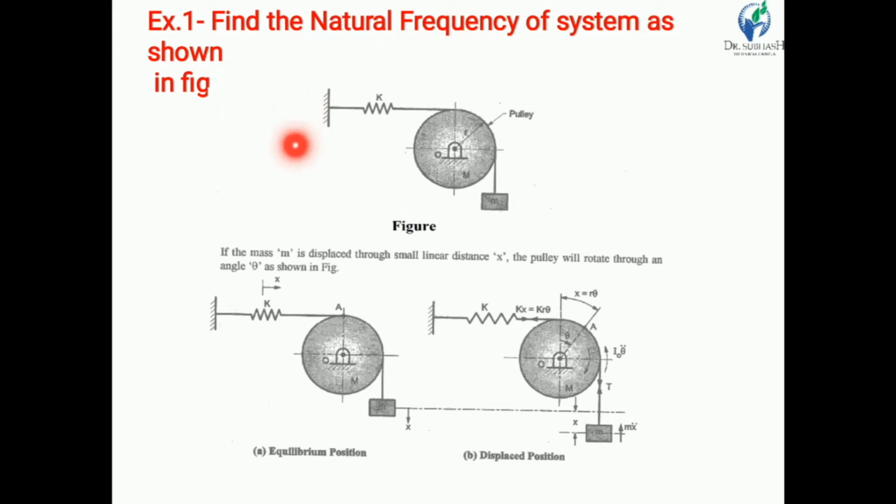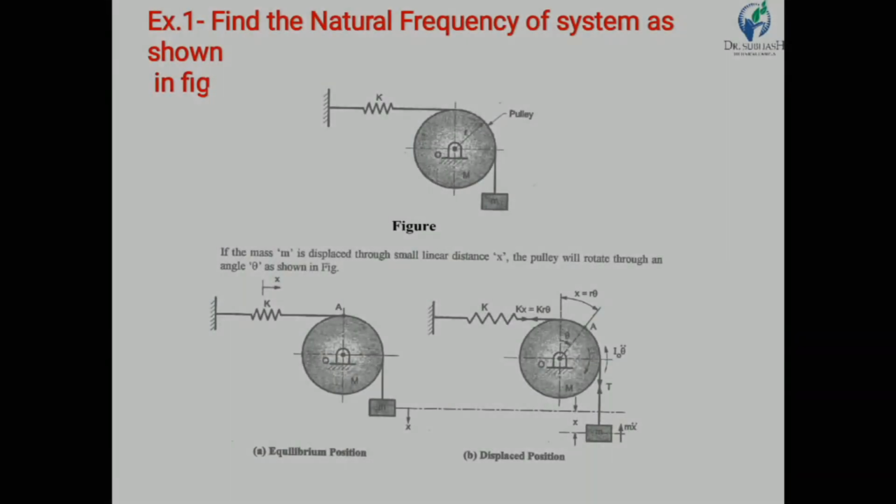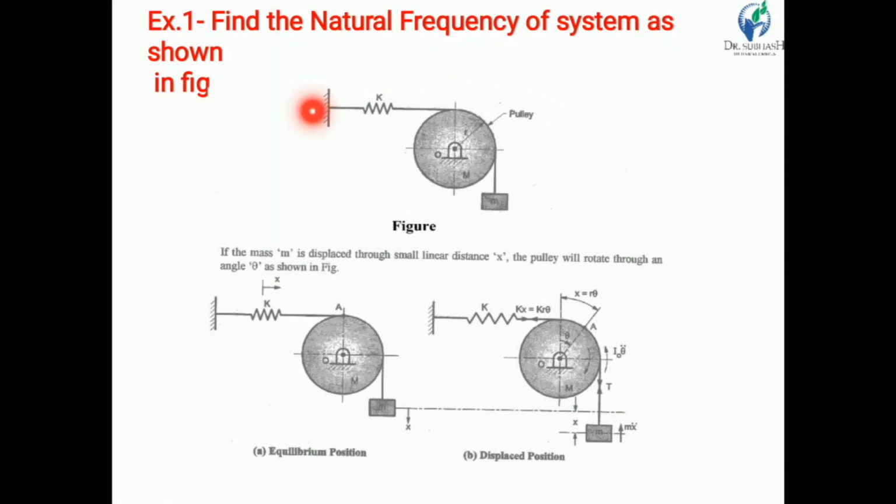So here our system is given. There is one pulley, and one mass is attached to a string, and this string is wound around the pulley. The pulley is connected with a spring having stiffness K. We want to determine the natural frequency of this system.